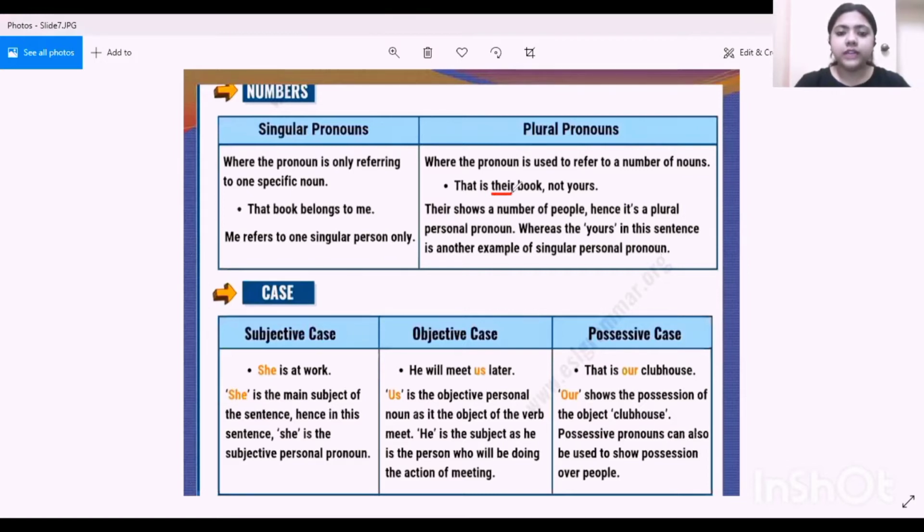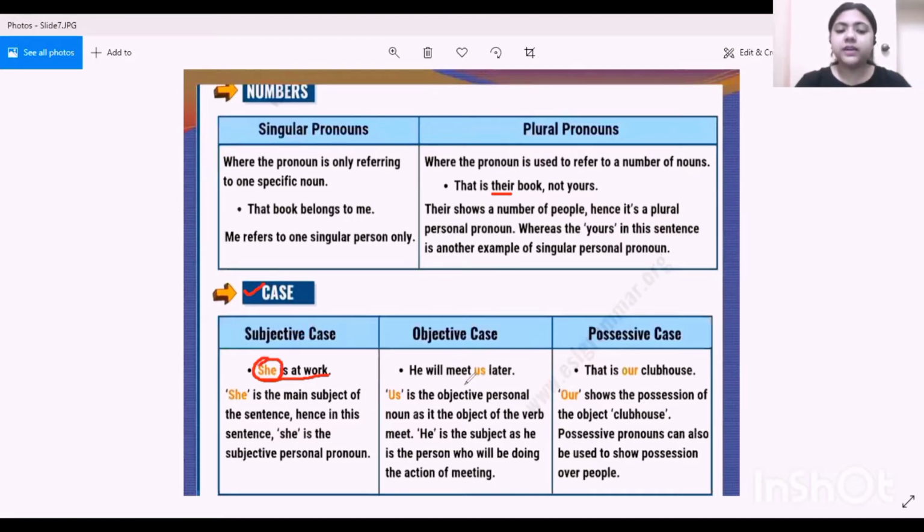So this is showing plural number. Okay. Now we come over to the case. Subjective case, when the pronoun is used in place of a subject. She is at work. So what is the subject over here? She is the subject. Okay. So this is the subjective case of a pronoun.